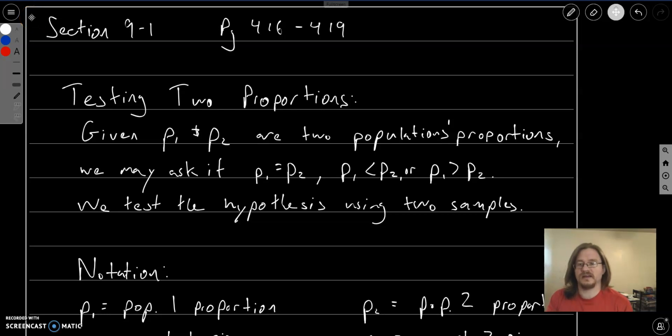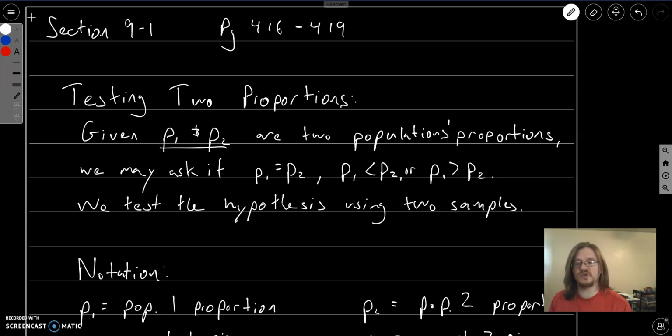Hello and welcome back. In this video we'll be looking at section 9.1, and this is getting into testing two proportions at the same time. So in chapter 8 we saw that we can test whether or not a proportion is equal to a particular number. Here we're going to be testing whether or not two proportions could be equal to one another, or maybe less than one another in some order. Maybe P1 is less than P2, or P1 is greater than P2.